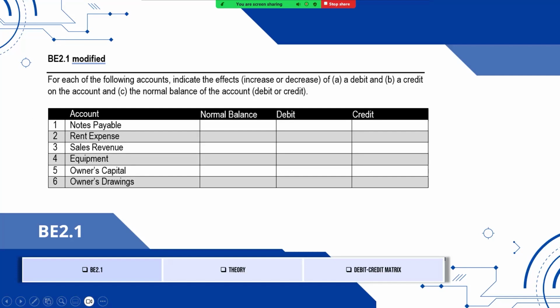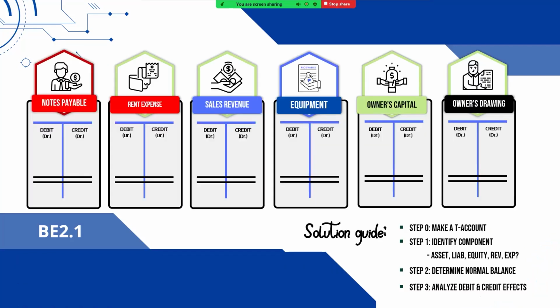So with that said, BE 2.1 is really more about practicing what would be the normal balance and whether it would be debit or credit. To assist with this, I created the numeracy accounts and then we identify the component, whether it would be an asset or a liability, and then we determine the normal balance, right? First would be our notes payable. Notes payable is a liability and therefore its normal balance would be a credit. Therefore, the debit would decrease this and the credit will increase notes payable.